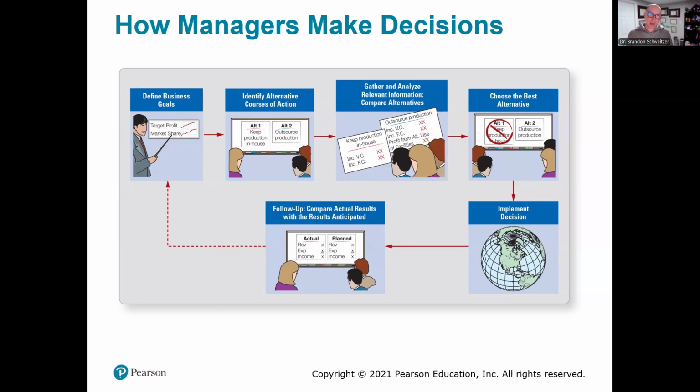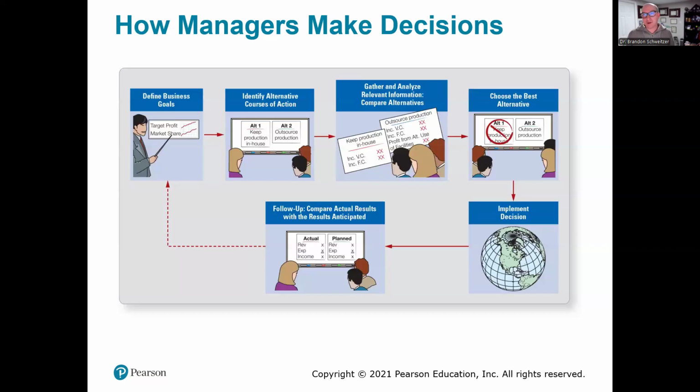So, for example, for us to be able to earn a certain target profit, I might be looking at purchasing a piece of machinery, and I have two options to purchase that piece of machinery. Or another example would be should we produce the inventory in-house, meaning make it ourselves, or should we outsource it, right? So these are alternative courses of action. So we first identify our goals, and we look at our courses of action to meet those goals.